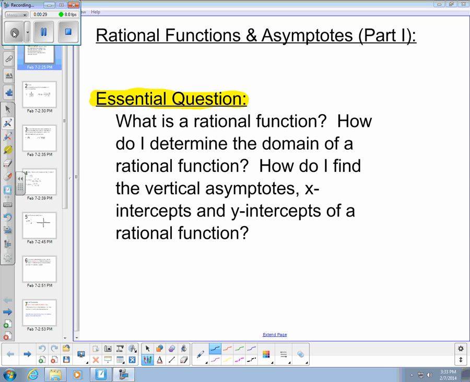Be sure that you set your paper up in Cornell note format and make sure the essential question is at the top of the page. You need the heading and the essential question.